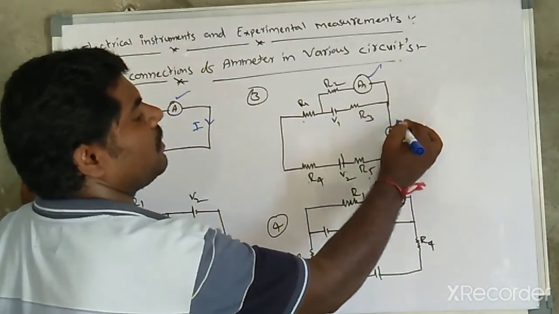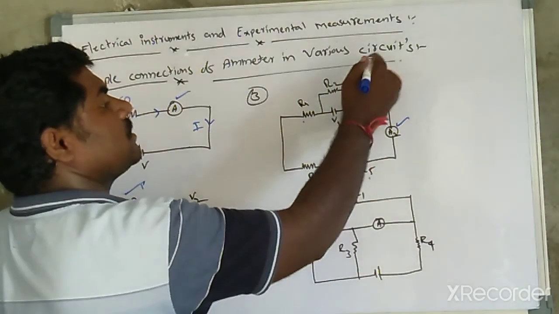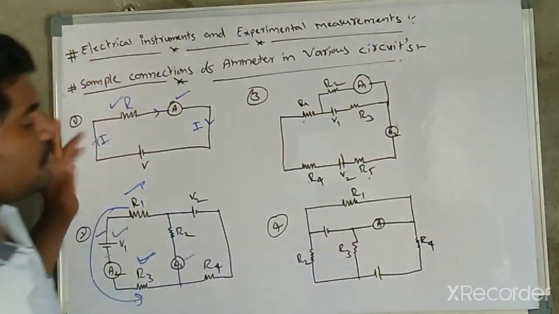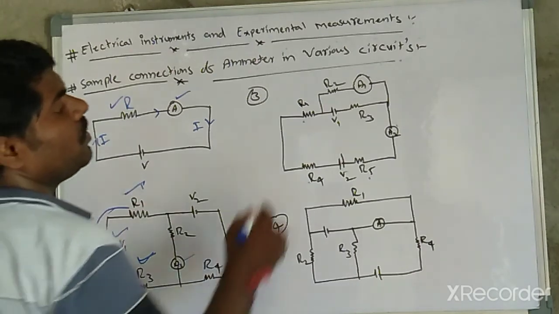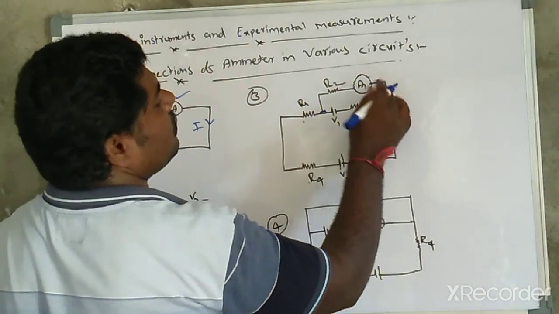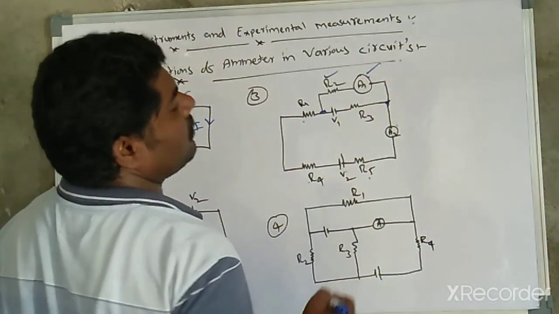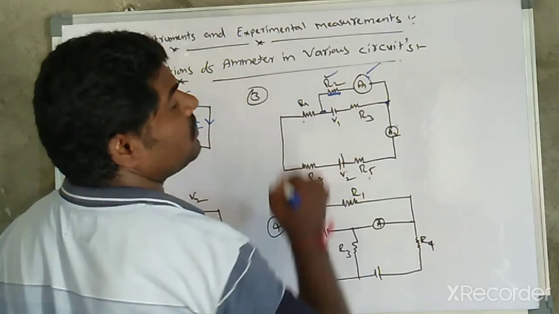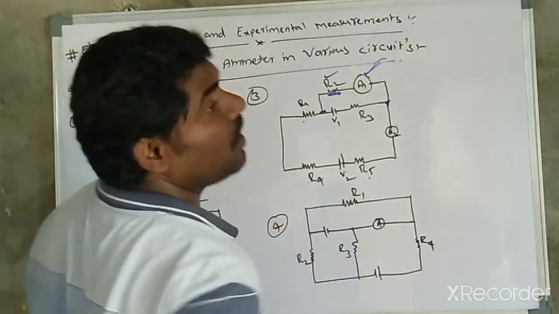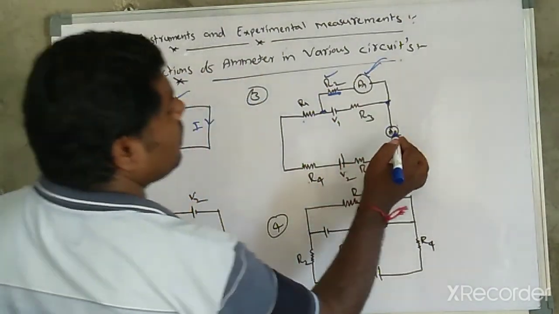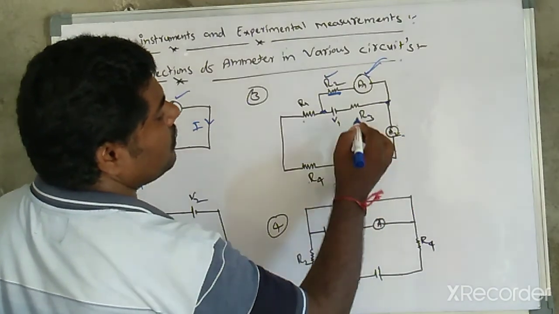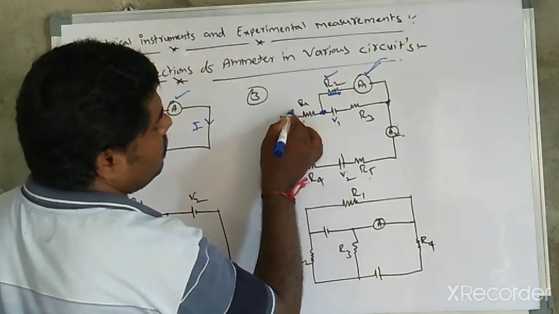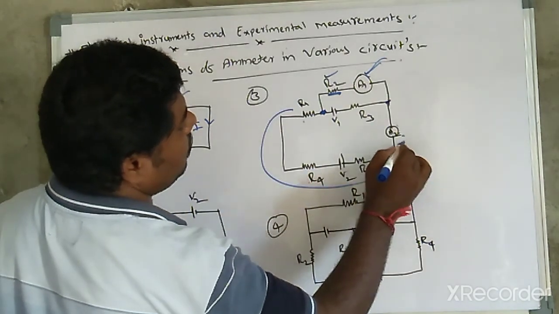Here the 1 ampere, here another ammeter. This is the first ammeter reading. Here the potential across these two is a parallel series combination. That's why the current in this resistor is the current reading of this ammeter only, and the whole construction up to here is the ammeter reading.